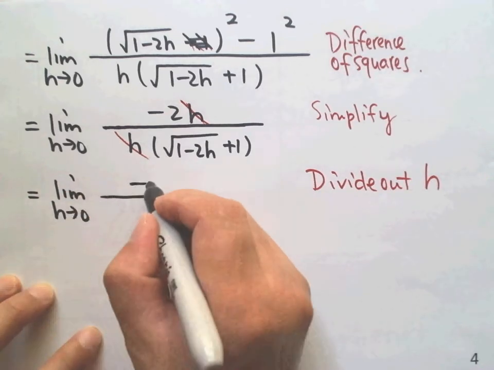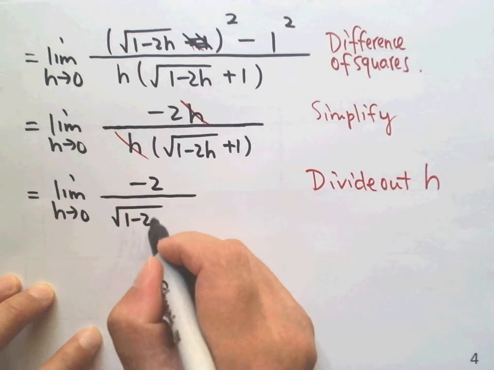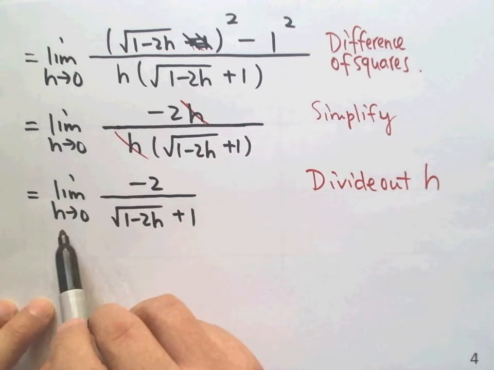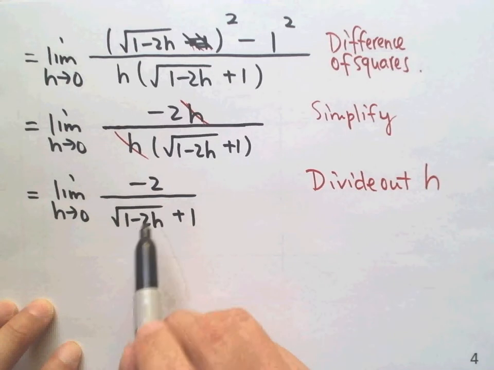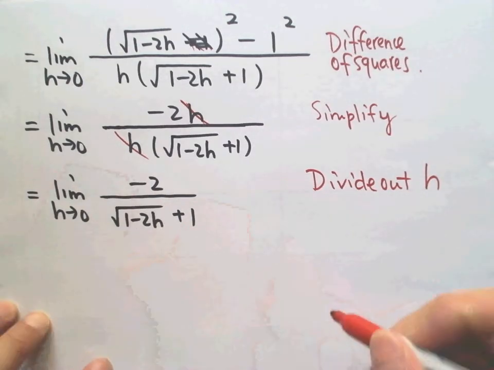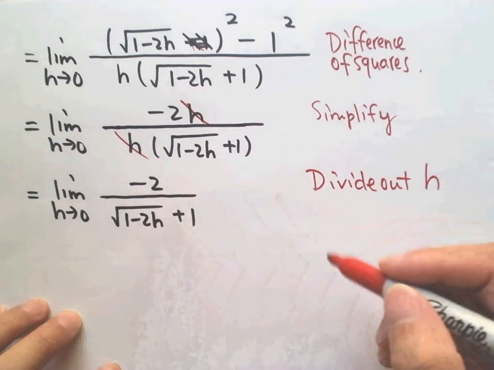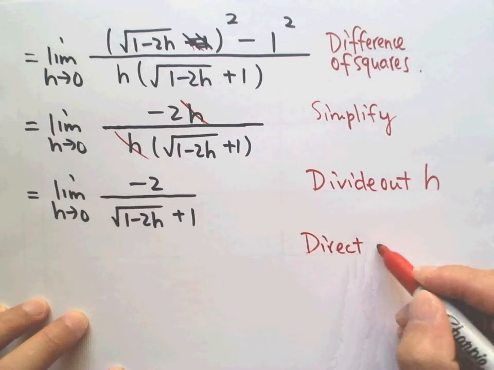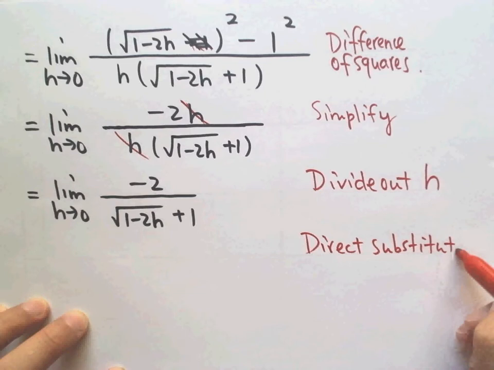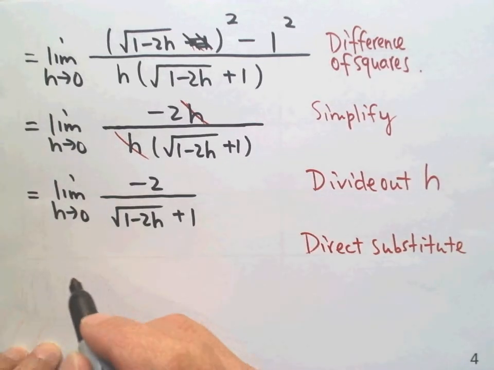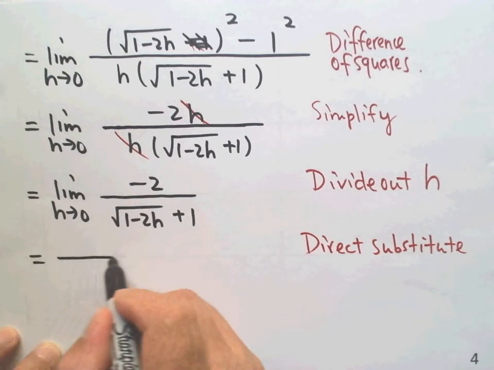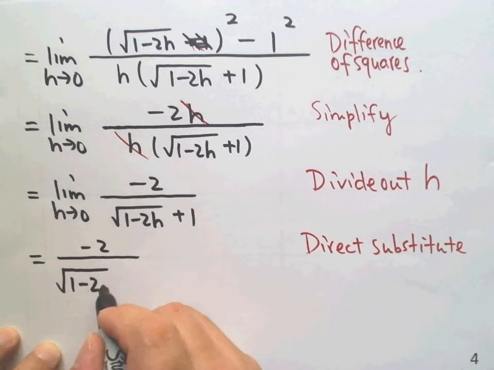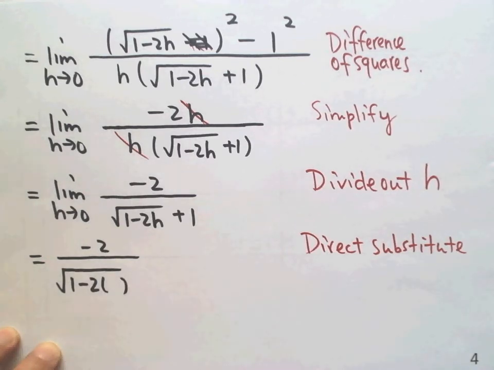We get negative 2 over the square root of 1 minus 2h, plus 1. This time it is no longer indeterminate. Why? Because if we directly plug in h equals 0, can you see the denominator is no longer 0? Okay, so we can directly substitute, because this is a continuous function. Directly substitute to what? We do this: negative 2 is there, and here is the square root of 1 minus 2 times, so directly substitute 0 here.